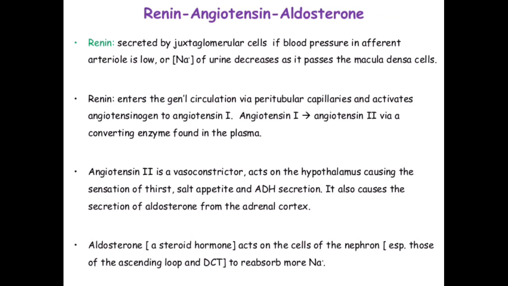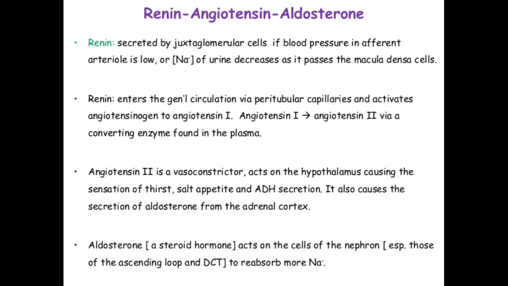Renin, angiotensin, and aldosterone. These are the hormones secreted from kidney. Renin is secreted by juxtaglomerular cells if the blood pressure in afferent arteriole is low, or sodium of urine decreases as it passes the macula densa cells. Renin enters the general circulation via peritubular capillaries and activates angiotensinogen to angiotensin 1. Angiotensin 1 to angiotensin 2 via converting enzymes found in the plasma.